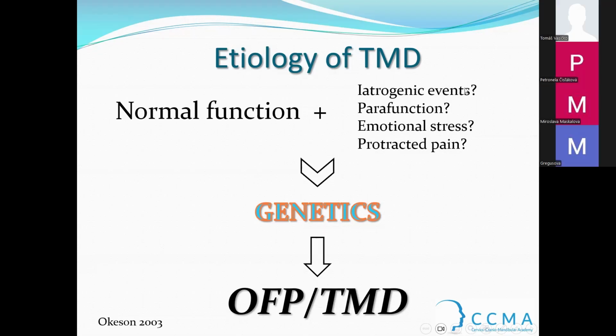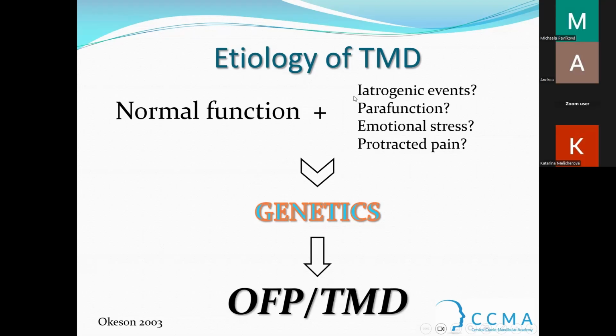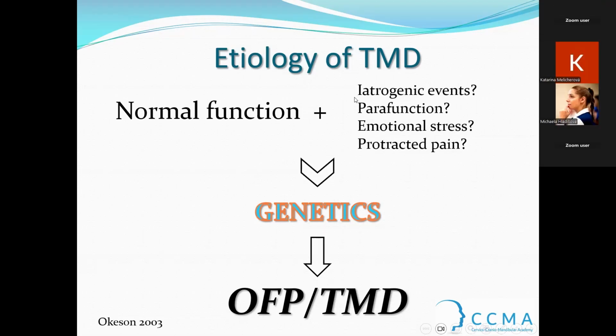So iatrogenic or traumatic events are considered as important contributing factors, mainly dental procedures, which is the most common one. Parafunctions like gum chewing, nail cutting, and bruxism are also considered scientifically as important contributing factors. Emotional stress, which might lead to parafunctions like awake bruxism, is also an important factor. And referred protracted pain from the shoulder blades and neck is the number 4 contributing factor that needs to be screened in patients with TMD.